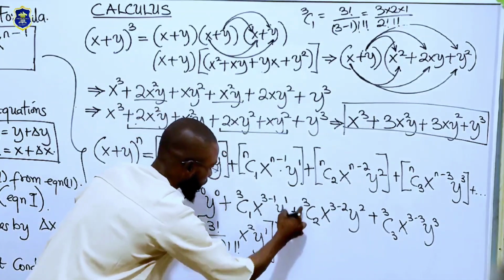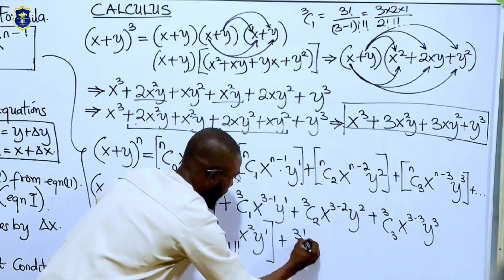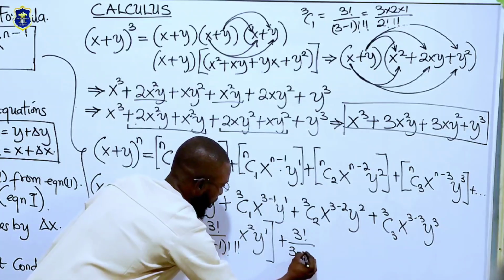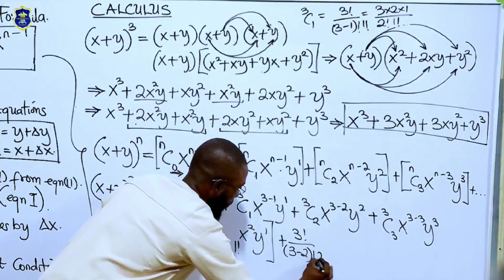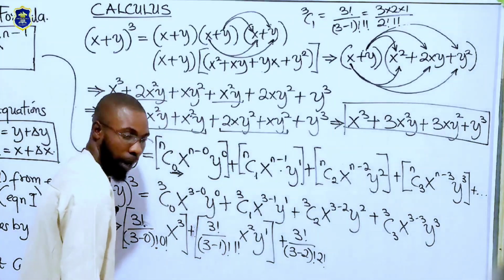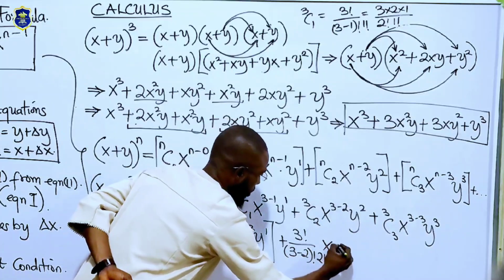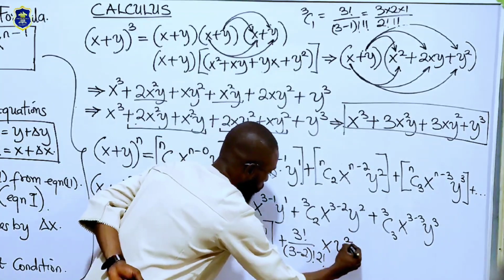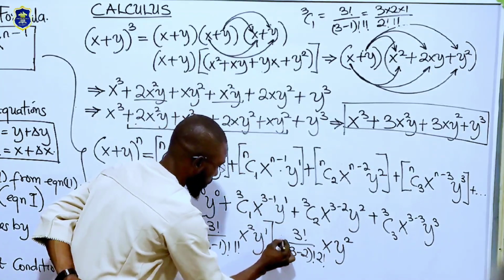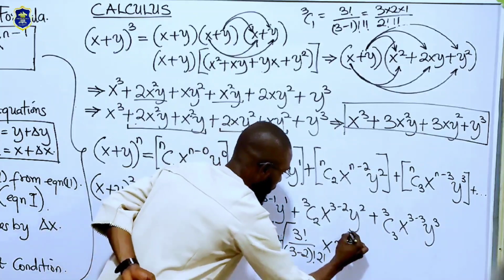And then the third, what do we have? We have 3 factorial over what? (3 minus 2) factorial, 2 factorial. Right? And then we have our x. 3 minus 2 is 1. Y, that's raised to power 2. So we're done with this one. It's our plus. Right? This is the next one.